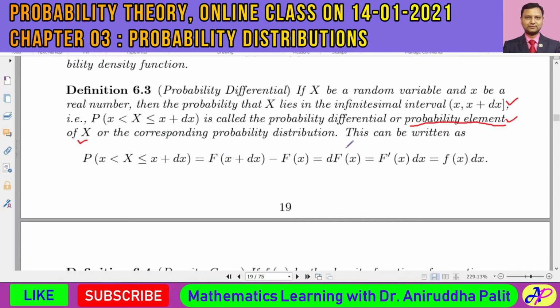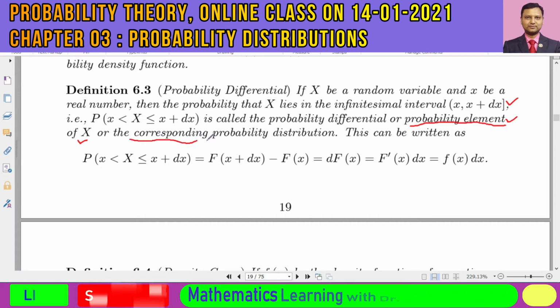Got it. And the corresponding probability differential is also called the probability differential of the corresponding probability distribution.